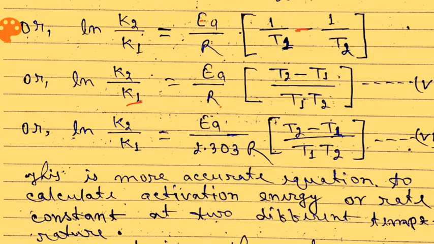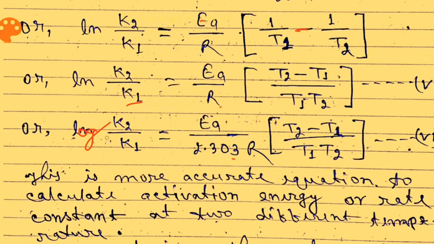Now we have to remove ln, means now we have to write log. So we can write here log K2 by K1 is equal to EA by 2.303 R. Why here 2.303? Because ln means log on base E. It is converted on log base 10. When we convert the log on base E on log base 10, then what happens?